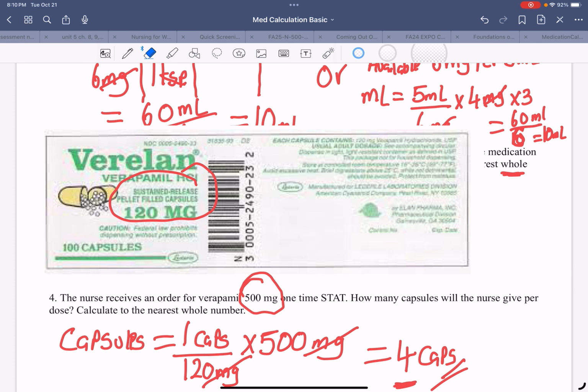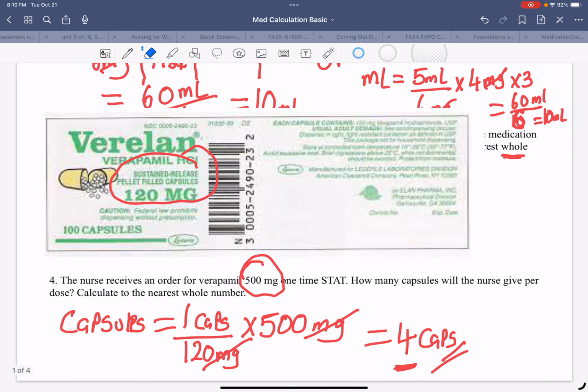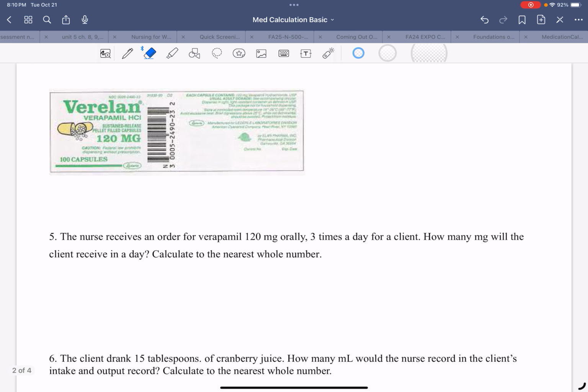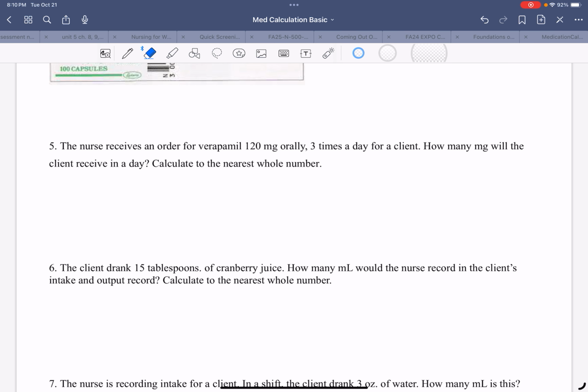So this is just going a little bit away from the question, but it's just something for you to think about: how important it is to make sure you are reading the question thoroughly. All right, let's go ahead and do question number 5.